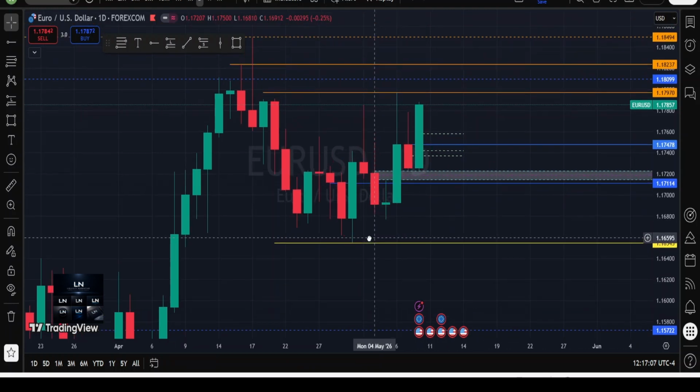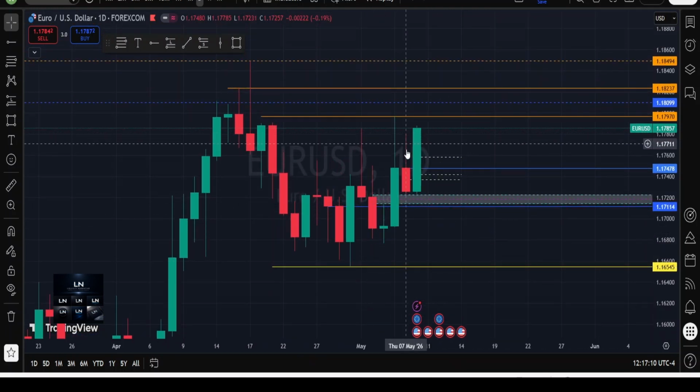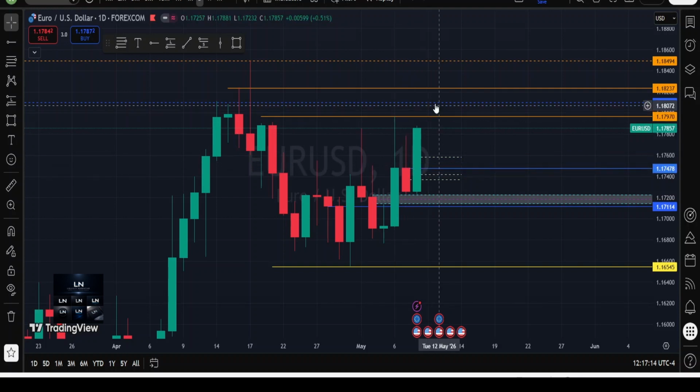So here we are this week. What are our expectations? We still have another order block here, so price might likely get to this order block before continuing to go up.